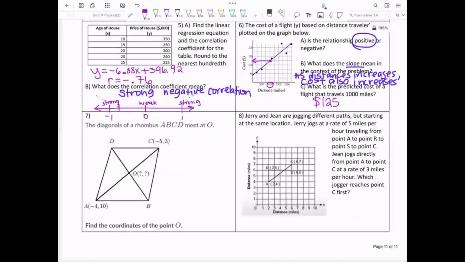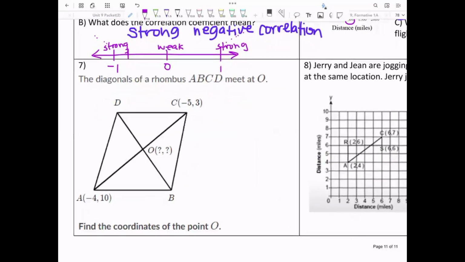All right, on number 7, the diagonals of a rhombus ABCD meet at O. We want to find the coordinates of point O. So we're finding the midpoint between A and C. For our midpoint, we take our x's and add them together and divide by 2. Then we take our y's and add them together and divide by 2. So we're really just finding the average of both of the coordinates.